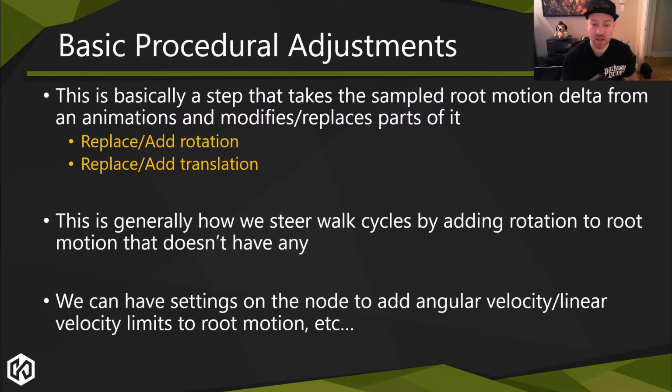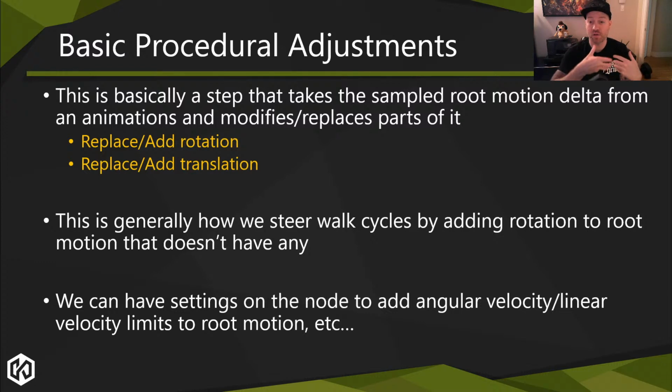So for example, I want to steer a walk cycle. The walk cycle is just a straight line animation, just walk straight. So what I want to do is procedurally add rotation every frame based on the stick input. I want to keep all the forward momentum and the nonlinearity of the velocity coming from the anim driven, but I want to steer. So that node will take the root motion delta coming from the animation and apply an additional rotation. Additionally, you can add limits.